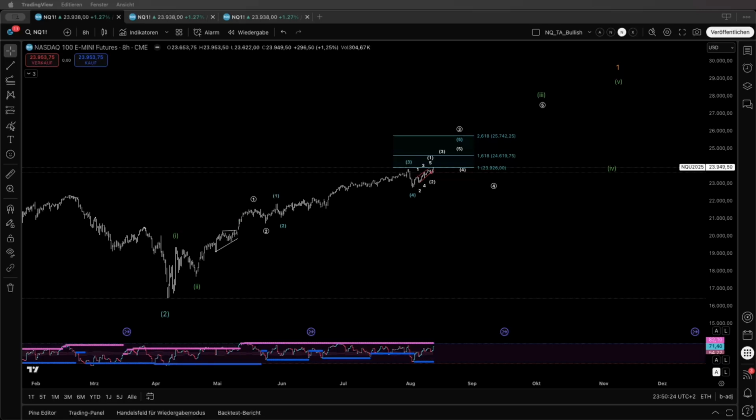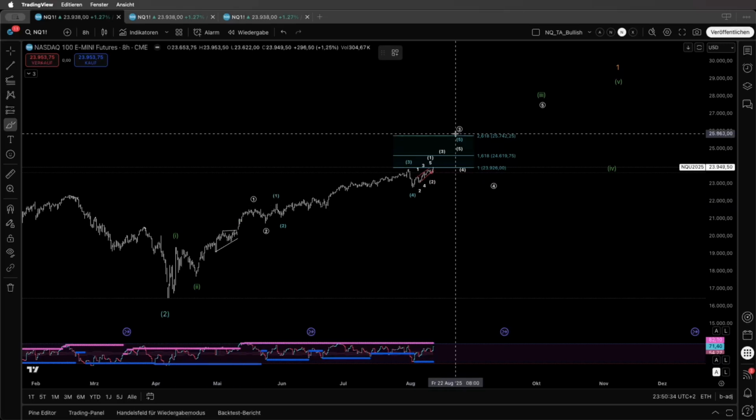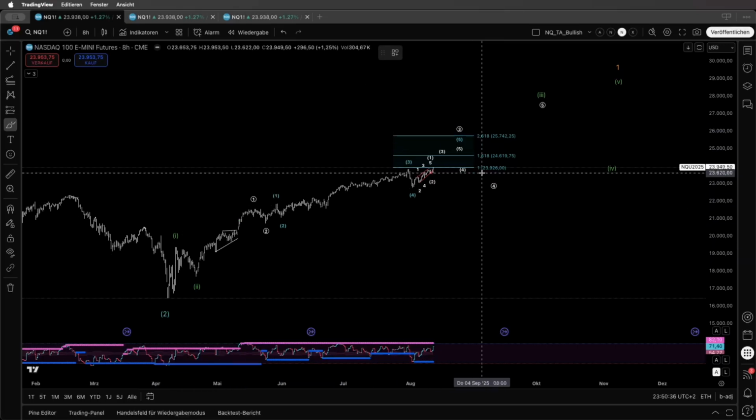I'm on the 8-hour chart because I want to go over the midterm picture here, where we are right now, because I want to give the new subscribers also some information on the actual status, or where we are in the current cycle, so that we get a little bit of a deeper insight of this midterm count.